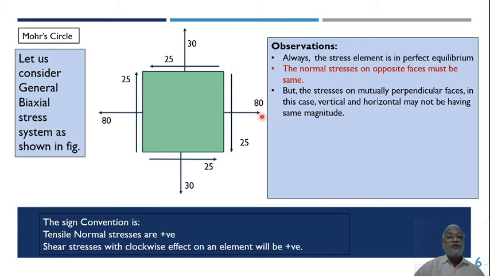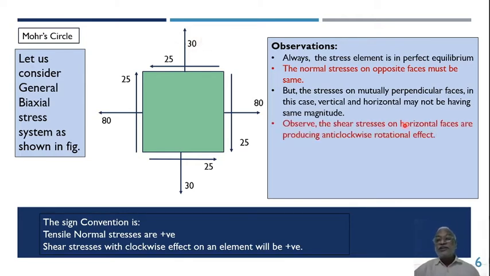So on one face something is there, the opposite face has exactly the same thing, but the face perpendicular to that will not be directly related to this stress. It has got independence. So it can have normal stress, maybe tensile, maybe compressive, maybe the magnitude itself is 0, quite possible.